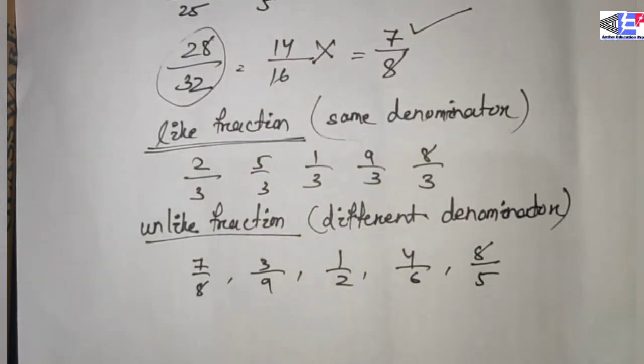Like fractions means having the same denominator. There are more than one fractions having the same denominator. Examples are given in front of you. And the last one is unlike fractions having different denominators. With like fractions, we can compare and plot on a number line very easily. But with unlike fractions, it is very difficult to compare which is greater and which is smaller. You have to follow some more procedure to compare unlike fractions. So this is all about simpler form of fractions, like fractions and unlike fractions.